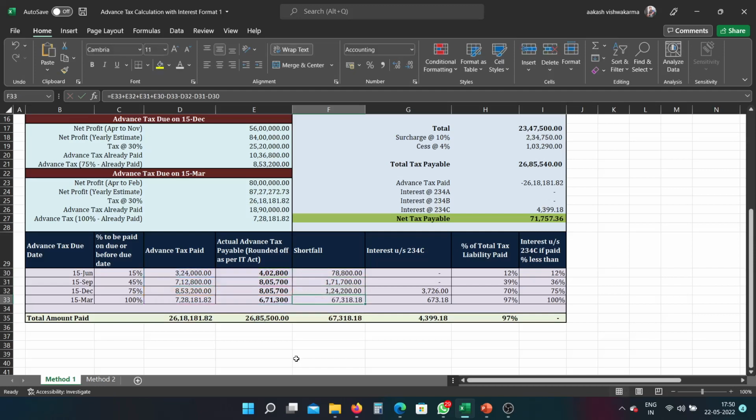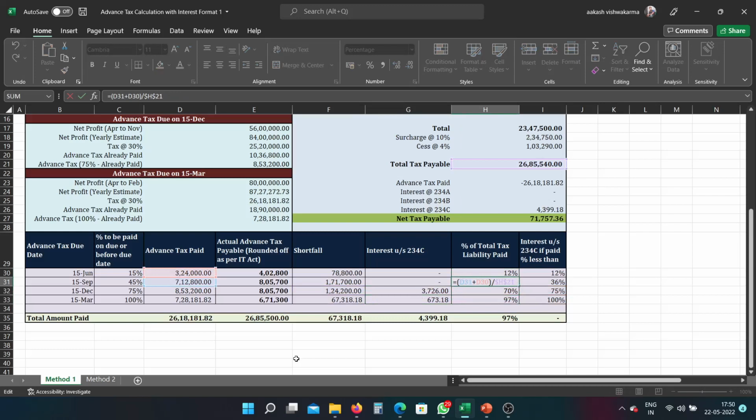If this advance tax paid is less than this defined percent, then we have to pay interest under section 234C and 234B. To calculate interest, if the first installment of advance tax paid is less than 12%, then we have to pay 1% of shortfall amount multiplied by 3 as interest under section 234C. You can pause the video to see the formula.